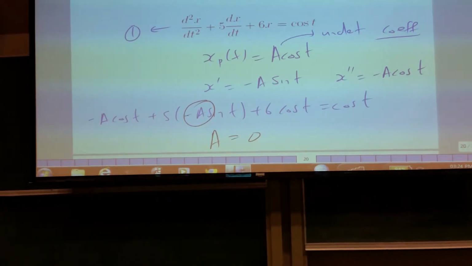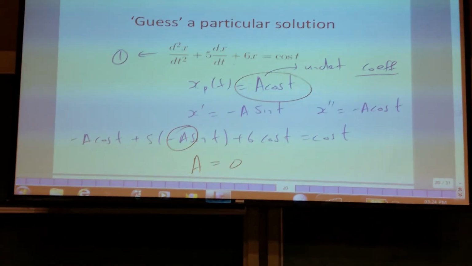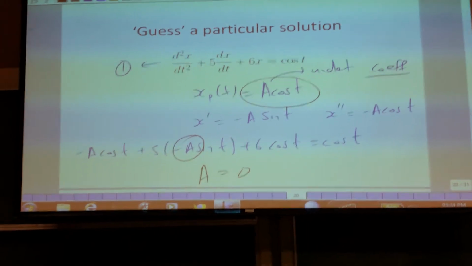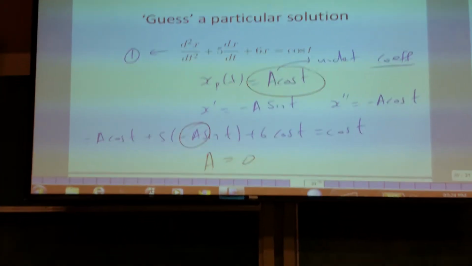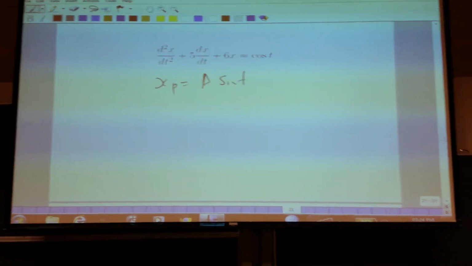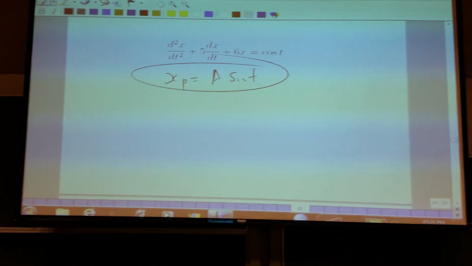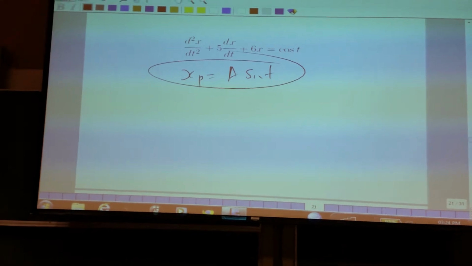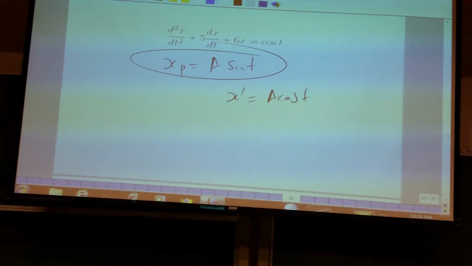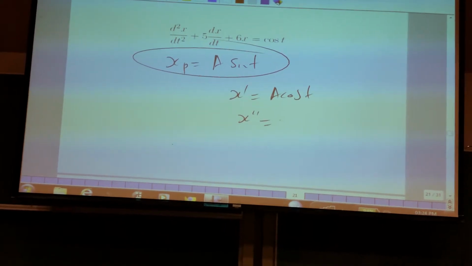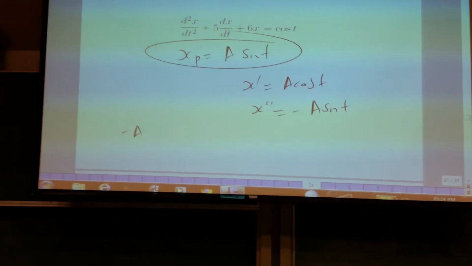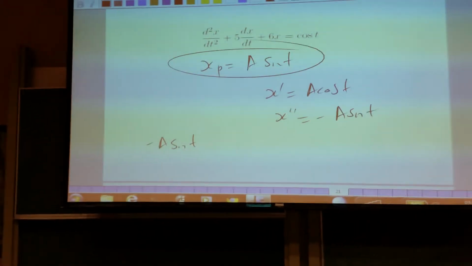Now we can't have that. Okay? How about trying something else, like xp equals a sine t? And very quickly you end up with the same problem, because if you differentiate, you get x prime is equal to a cos t, x double dash is equal to minus a sine t. If you dump that in there, you can see straight away you're running into problems.